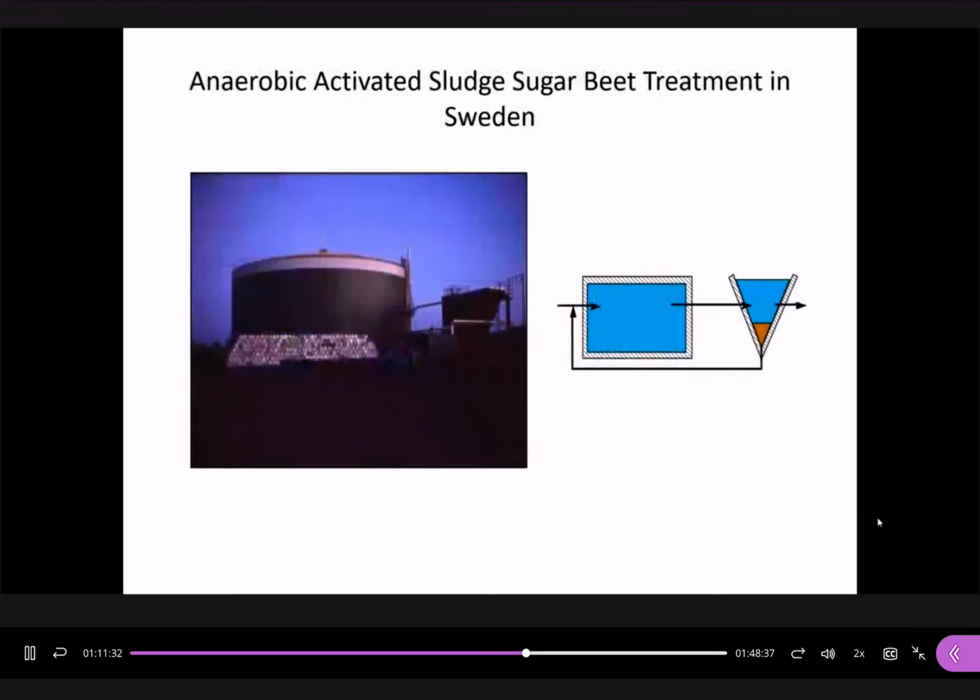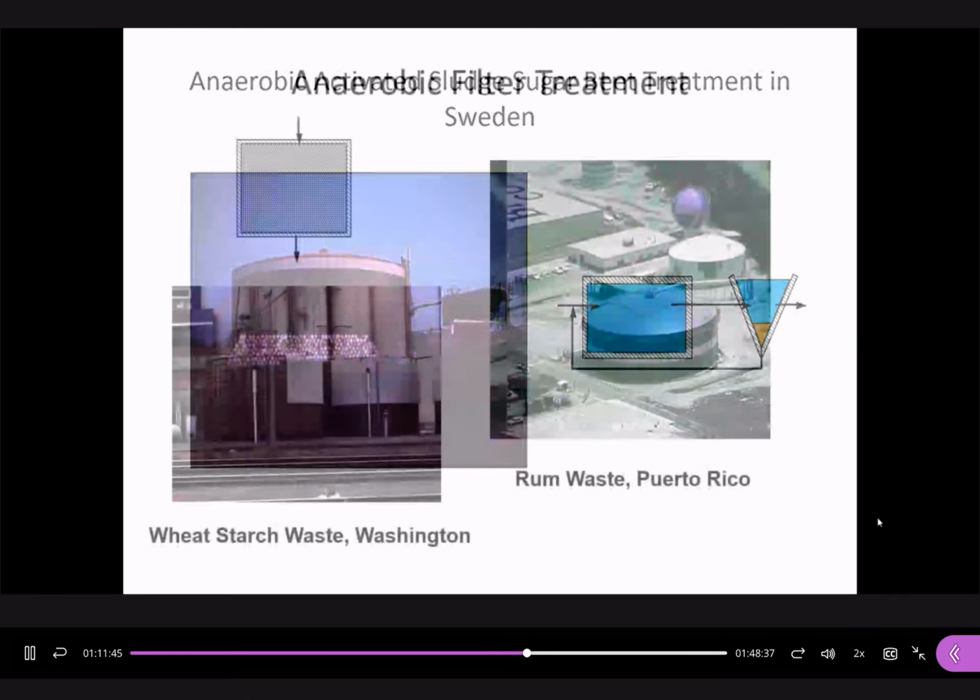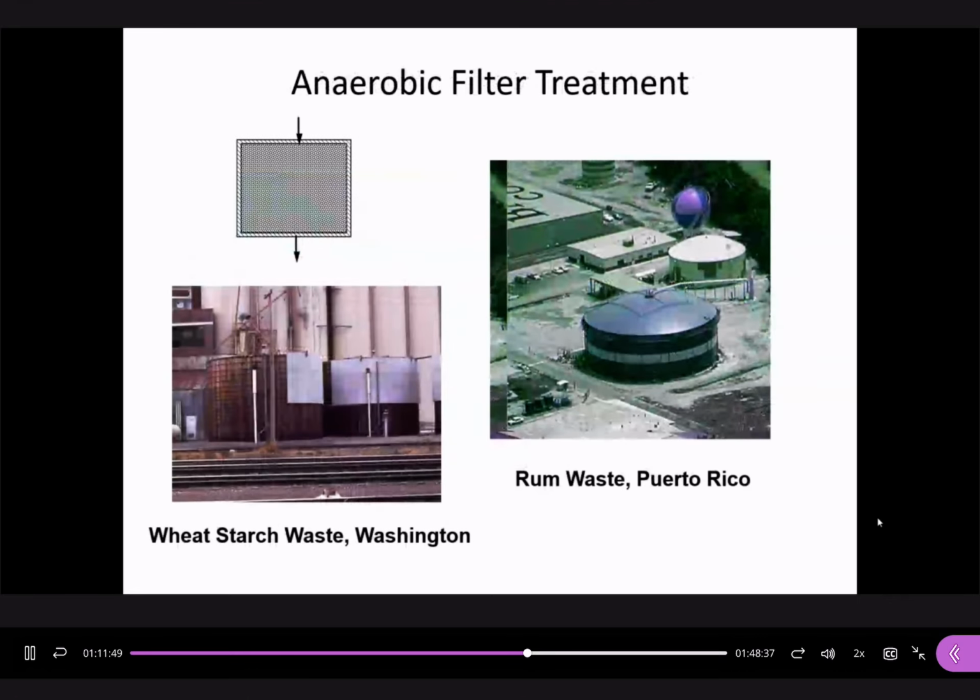Anaerobic activated starch, sugar beet treatment, Sweden. You see this is a closed reactor. This is the clarifier. Okay. Industrial wastewater treatment. And also we could make it like a filter, right? Trickling filter. I hope you still remember trickling filter. You have the media, right? You have the media for the microorganisms to grow.